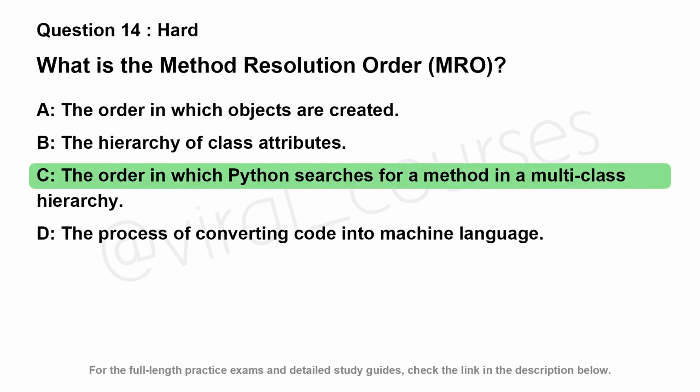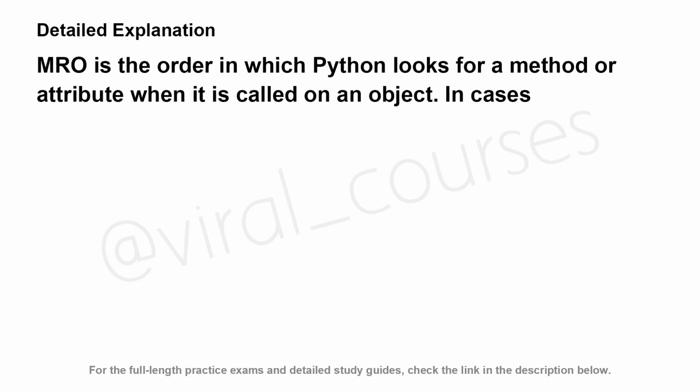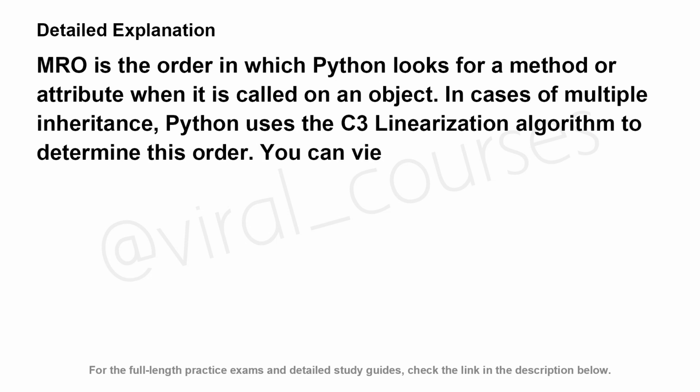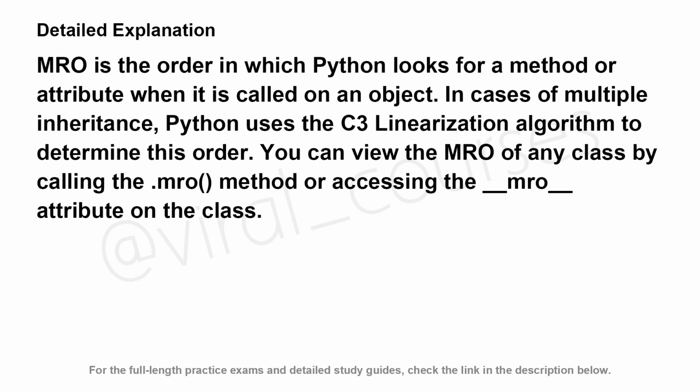The correct answer is C. MRO is the order in which Python looks for a method or attribute when it is called on an object. In cases of multiple inheritance, Python uses the C3 linearization algorithm to determine this order. You can view the MRO of any class by calling the .mro method or accessing the __mro__ attribute on the class.